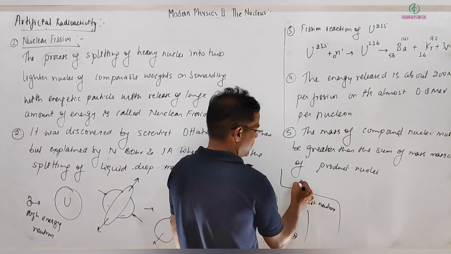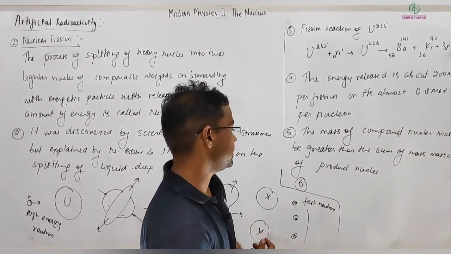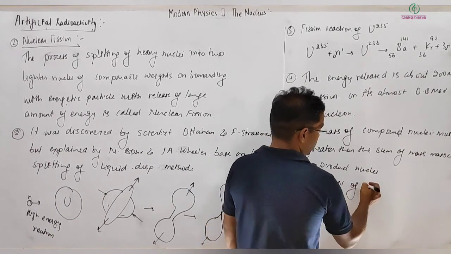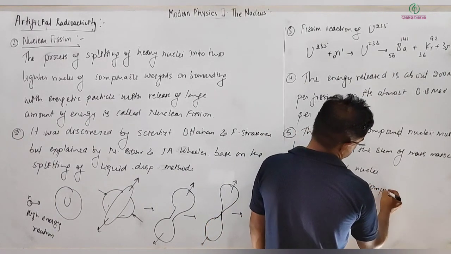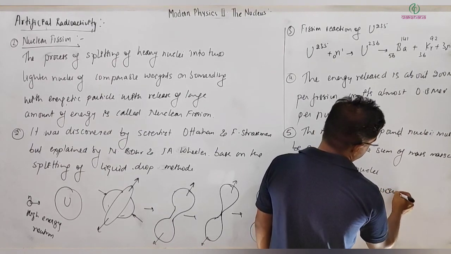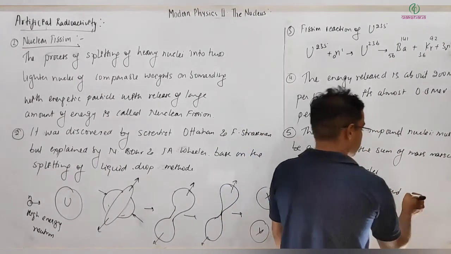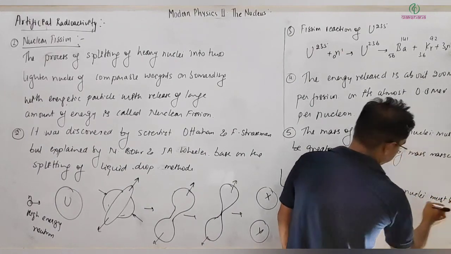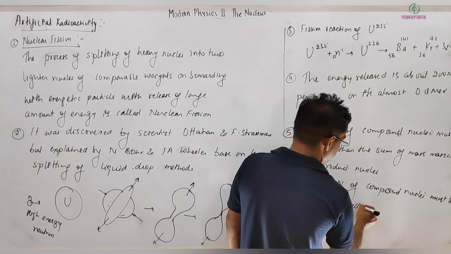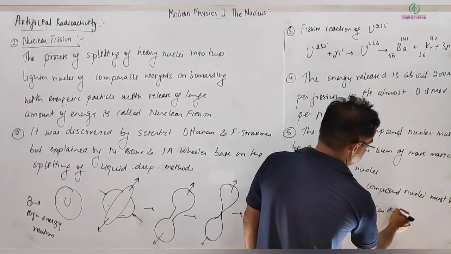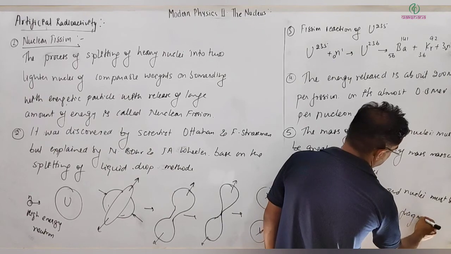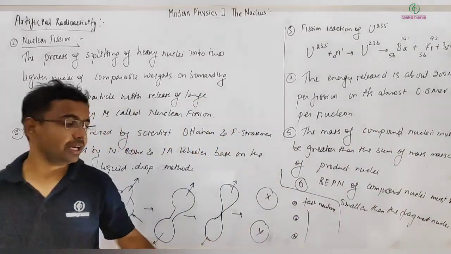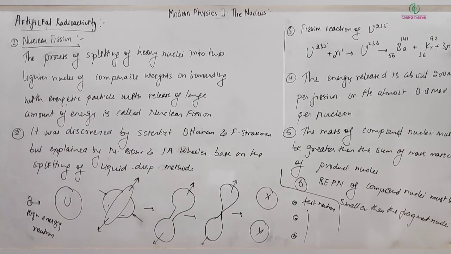So we can write this, and for a fission reaction we can also write that the binding energy per nucleon of the compound nucleus, meaning the uranium nucleus, must be smaller than that of the fragment nuclei. In that case the products are more stable, and a large amount of energy will be released.